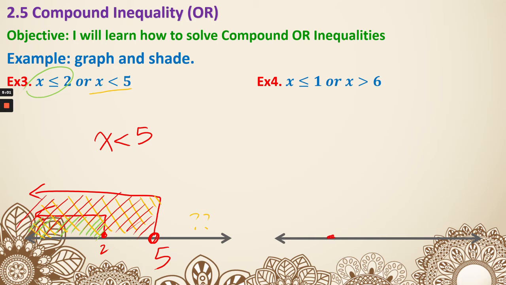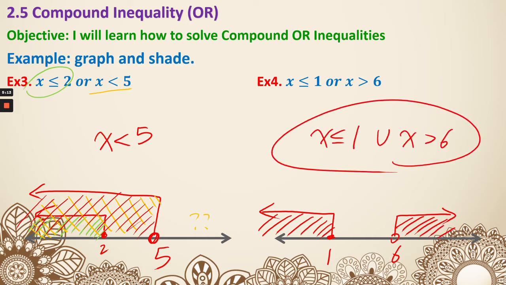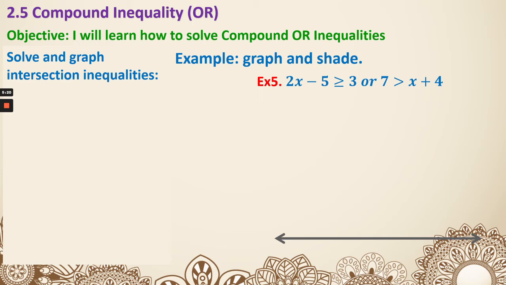Number 4, 1 to the left, 6 to the right. Shade both the outside. Final answer, x is less than or equal to 1, union, x is greater than 6, because we are going to keep both. That's example 4. Example 5.